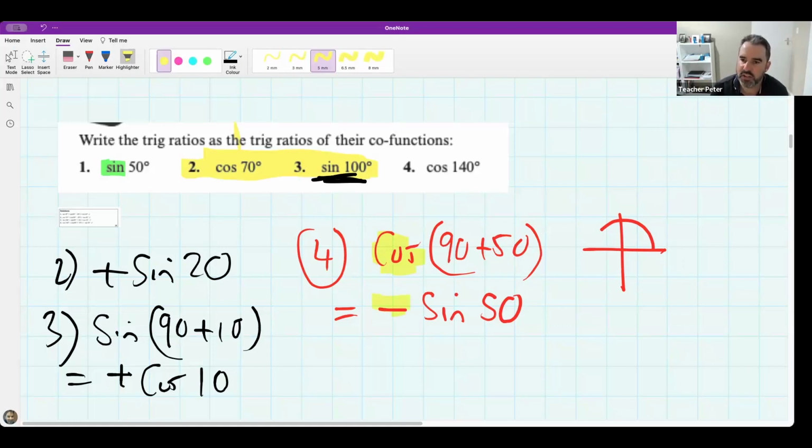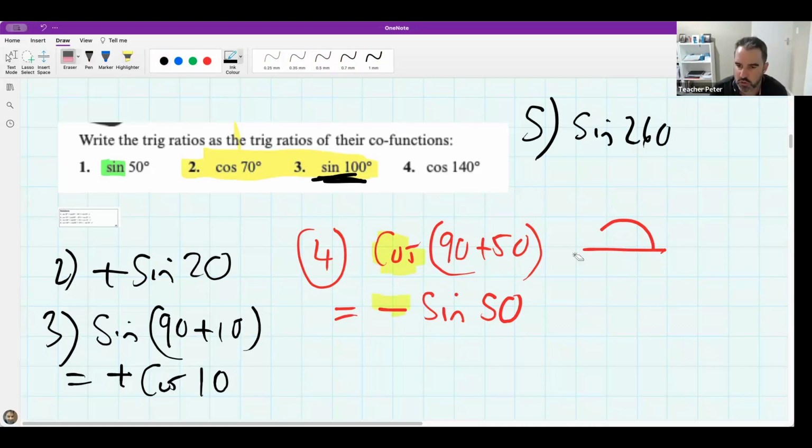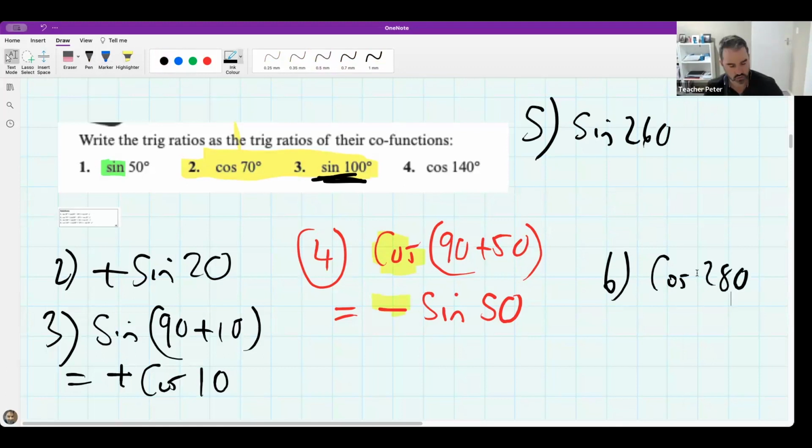Now, I want to add two custom examples where you have to take this idea and extend it. Number 5 is the sine of 260. I want to see, can you reduce that using the same wording of the question? And number 6 is the cos of 280. Can you reduce that using cofunctions? Off you go, and then put your answer in the chat when you feel comfortable. And remember what part of town you're playing in here. It's 260 and 280. So that will change things a little bit.